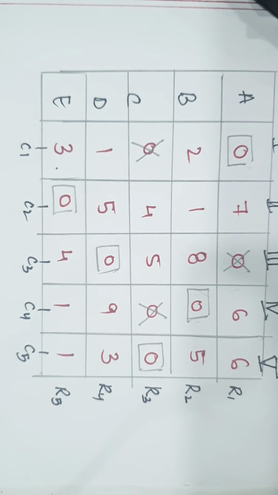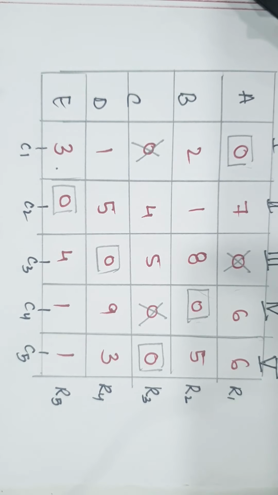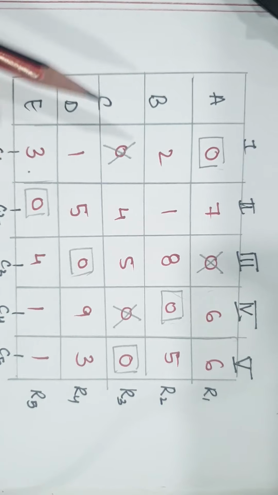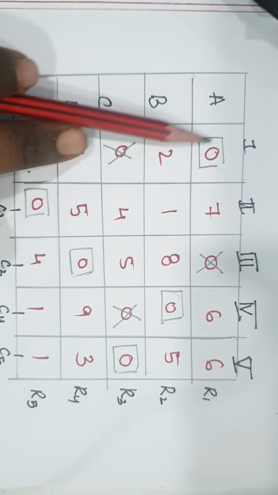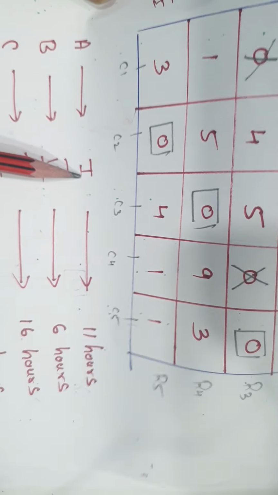Then which term is assigned to which one? That one you have to write. Okay, now as you can see here, A is assigned to which one? Machine 1. So like this you have to write. A is assigned to machine 1.